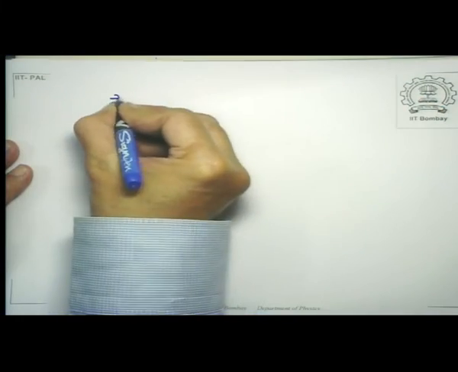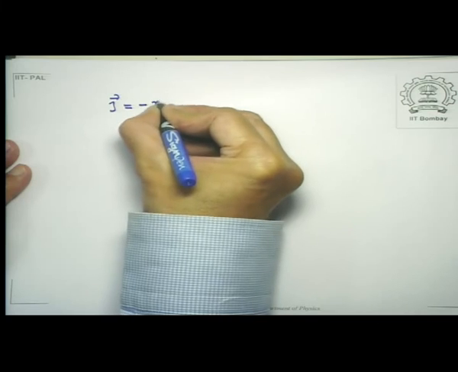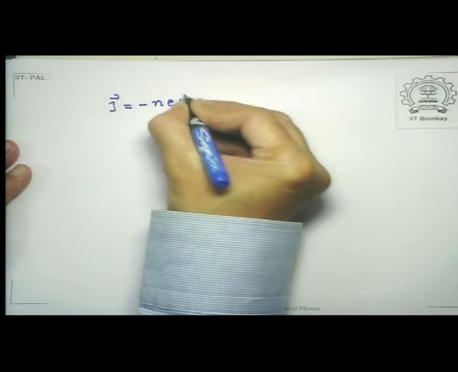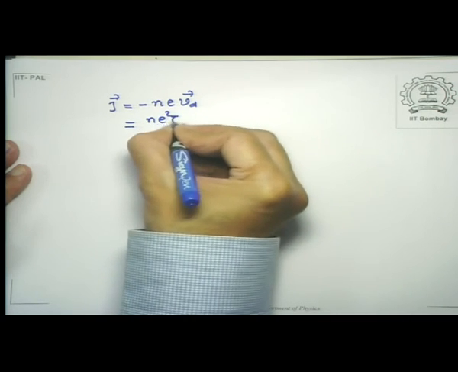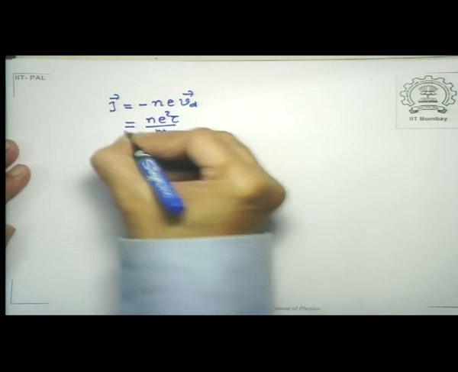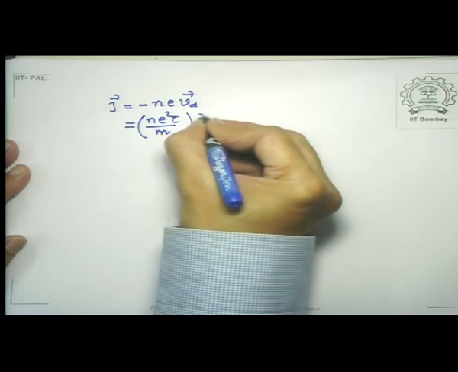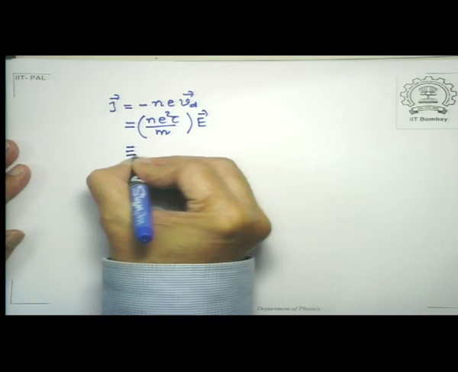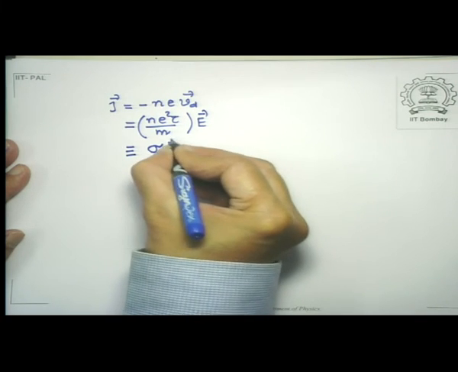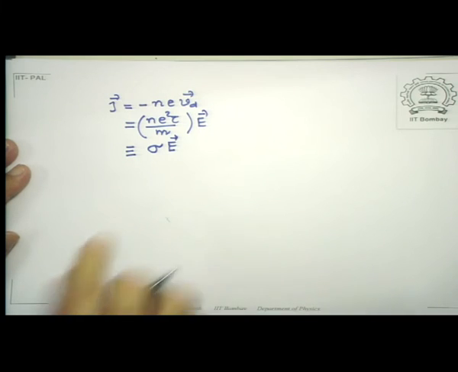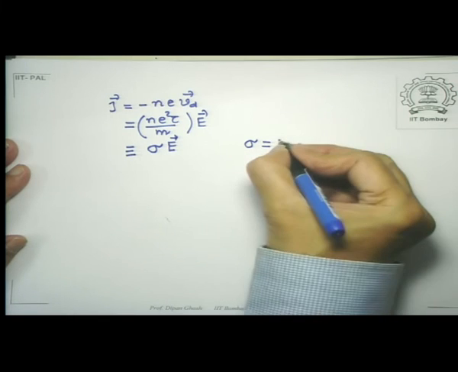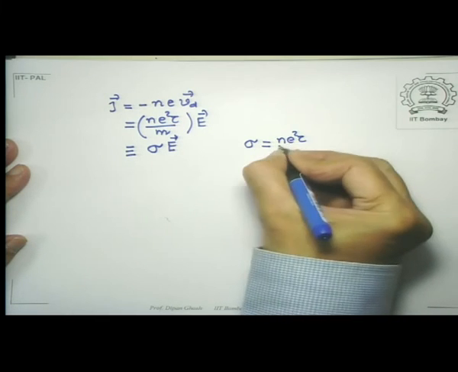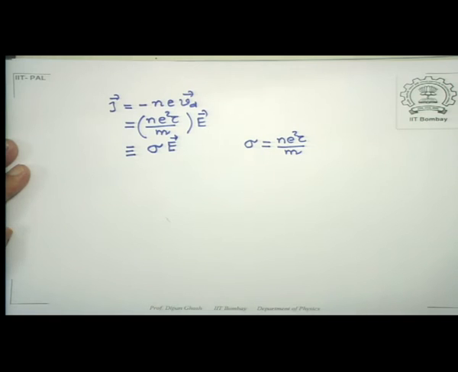Recalling that my relationship between the current density J and the drift velocity was minus N e Vd, that tells me that J is given by N e square tau over m times E, and this has the same structure as J equal to sigma times E. Thus, the expression for conductivity is N e square tau over m.